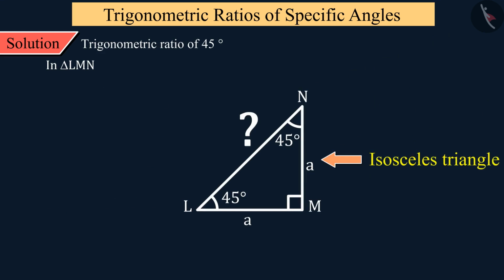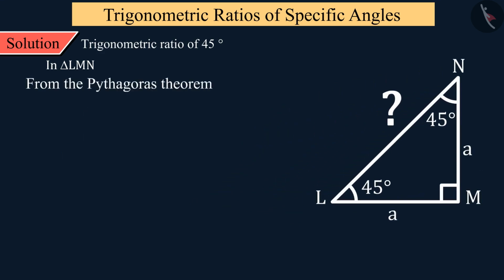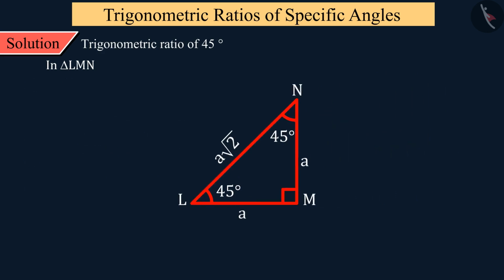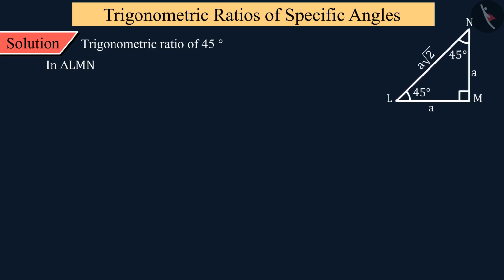So tell, what will be the length of the side LN? Perfect. For this, here we use the Pythagoras theorem, which gives the measure of side LN as a square root 2. In this triangle, the values of both angles L and N are 45 degrees. So, here we discuss the trigonometric ratios for angle L.